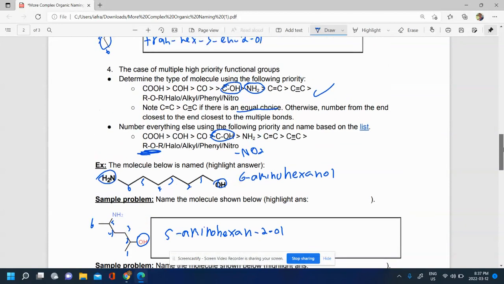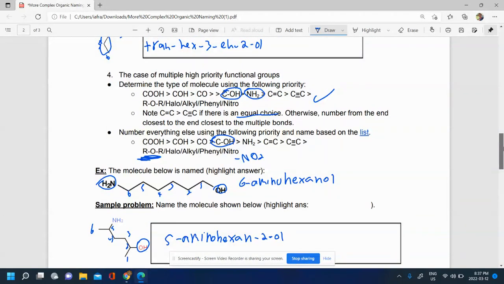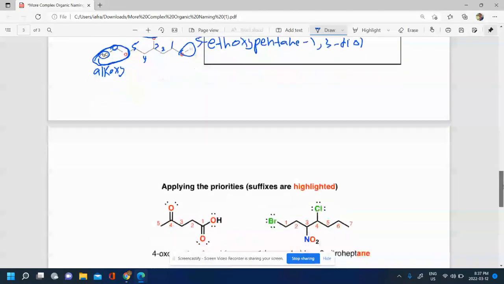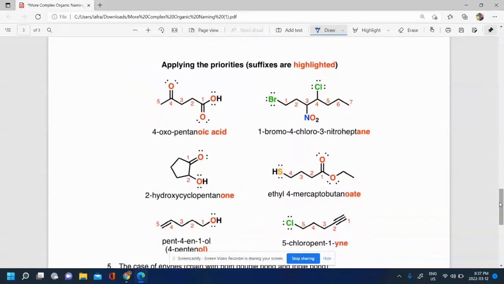There were multiple functional groups that had high priorities, and we would choose the highest one to select what the base of our molecule would be. There's a few other examples that you can see over here where we have multiple functional groups. So you can take a look at these. The answers are provided for you directly below, but take a look at the molecule to see if you can figure out why they're named this.